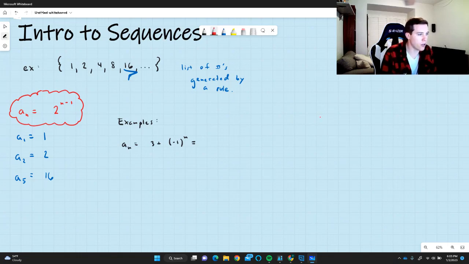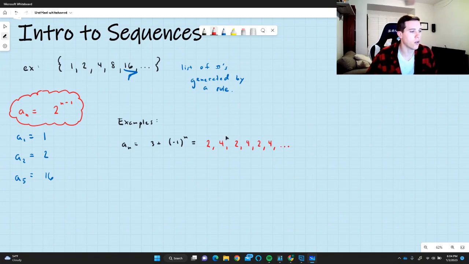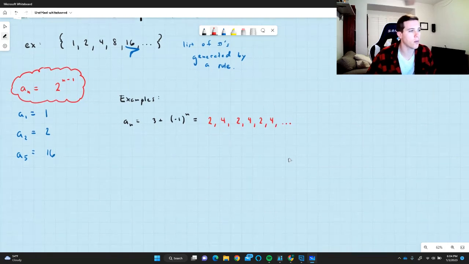Let's plug in 1 to get the first term. We'd have 3 plus negative 1 to the first power. Negative 1 to the first is just negative 1. So 3 minus 1 is 2. The next term, when you plug in a 2, you get a positive 1 because when you square a number, it makes a positive. And 3 plus 1 is 4. Then you plug in 3 and you get a negative 1 again, and that would be back to 2. And then 4. And then 2. And then 4. On and on and on. So this is kind of cool. It's called an alternating sequence, where the terms alternate back and forth. It's a pretty common one that's going to pop up.